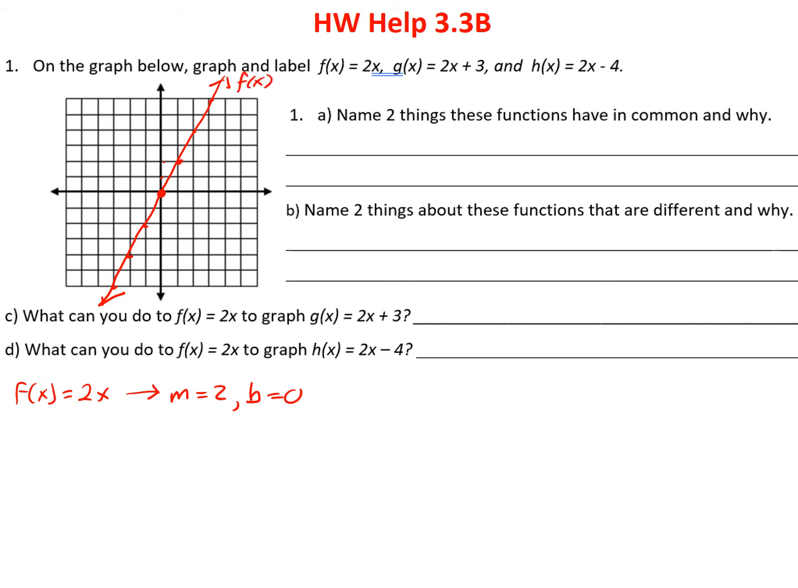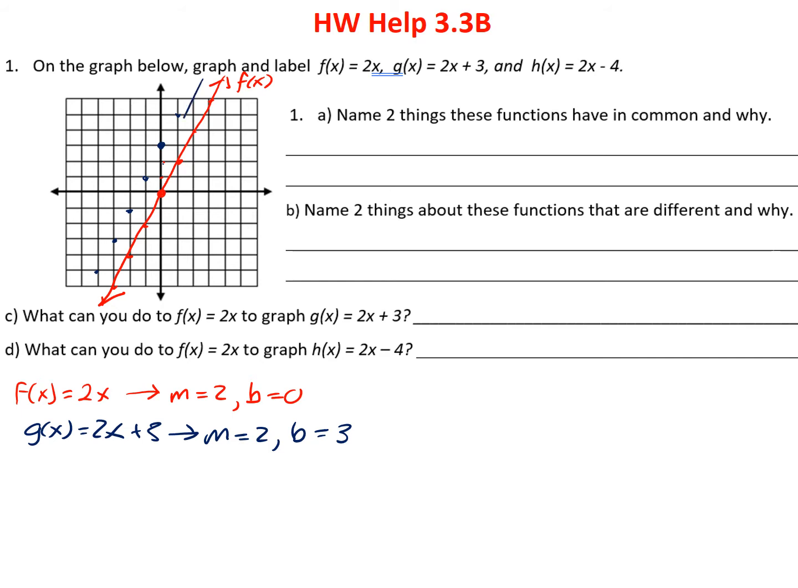My second line, g of x, is 2x plus 3. Notice here that my slope is again 2, but my y-intercept now is 3. So I start at the origin and go up 1, 2, 3. There's my first point, my y-intercept. And now again, the slope is 2, so it's up 2 over 1 for that point. And if I go backwards, it's here. Down 2, back 1, down 2, back 1.